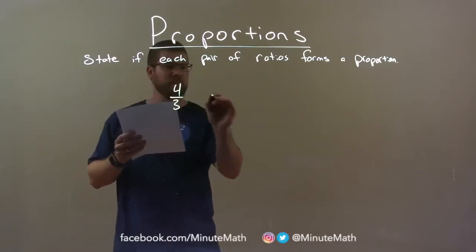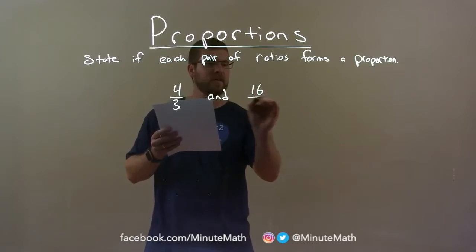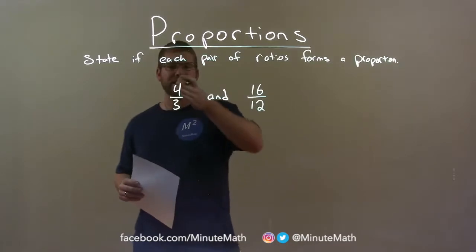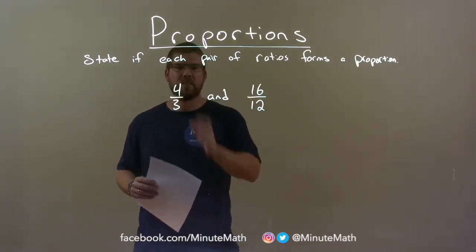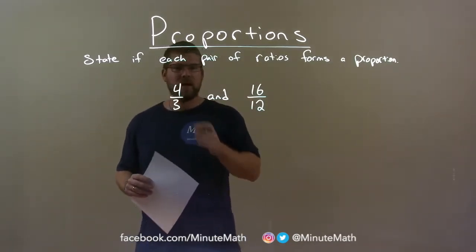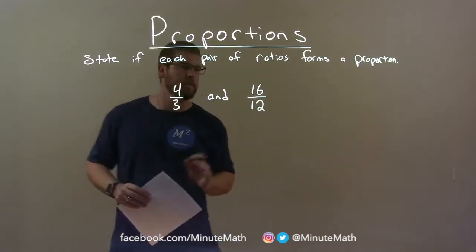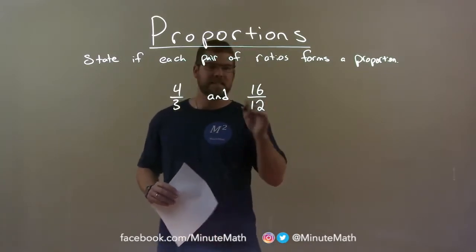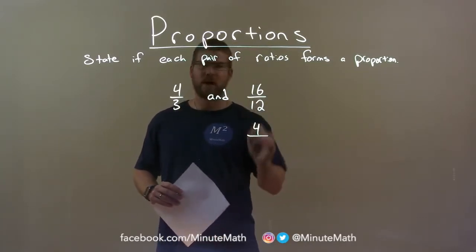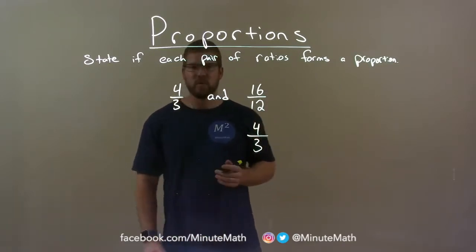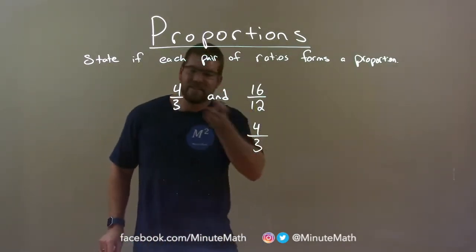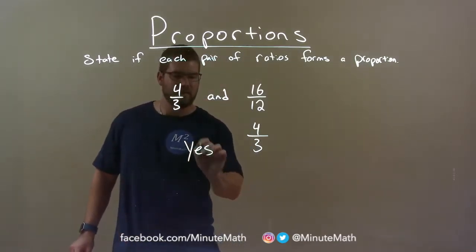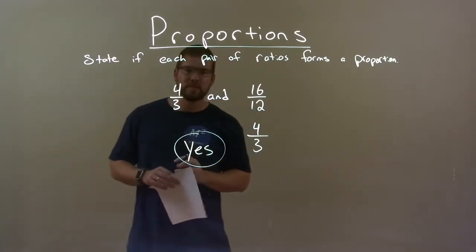4 thirds and 16 over 12, okay? Well, the way I like to solve this is I simplify each one of these ratios, okay? 4 thirds doesn't simplify anymore. Don't worry about that. It's already in simplest form. 16 over 12, well, both of those numbers are divisible by 4, right? 16 divided by 4 is 4, and 12 divided by 4 is 3. So 16 over 12 simplifies to be 4 thirds. Since these are now the same, we can say yes, these ratios form a proportion.